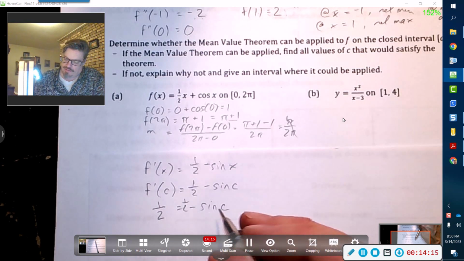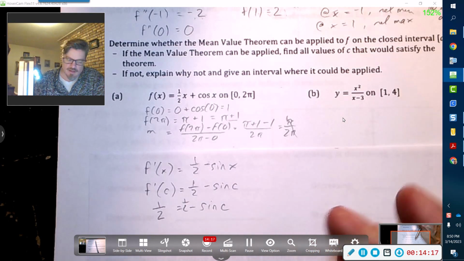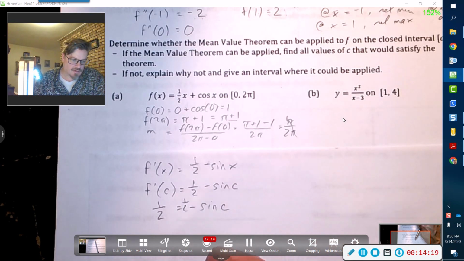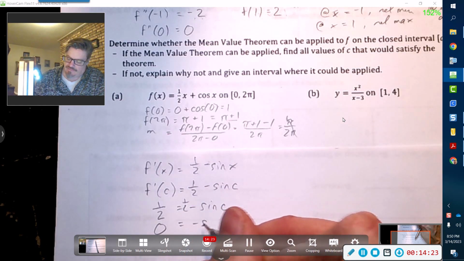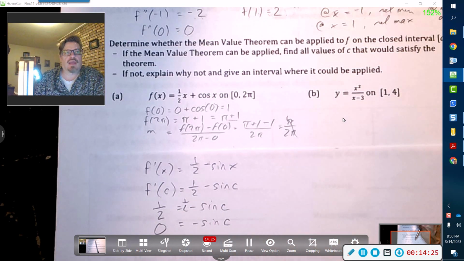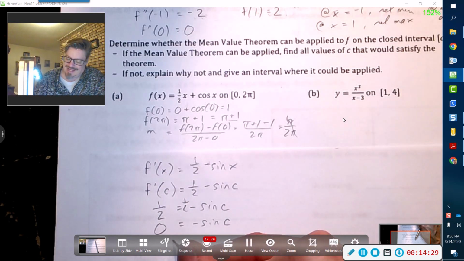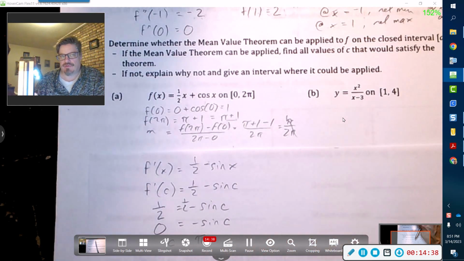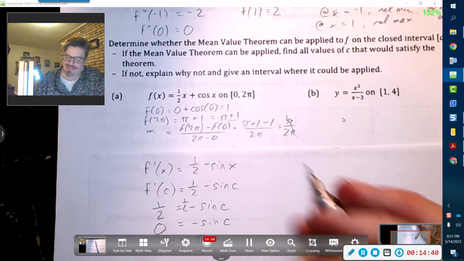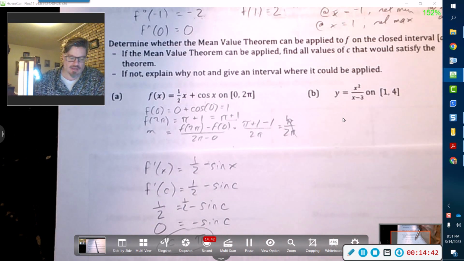All right, so that means we're going to add a negative, and that would give us 0 equals negative sine c. If I divide by negative 1, c has to be where sine is 0. The only place where it is 0 from 0 to 2 pi is at pi. So it looks like c has to be pi. Okay, that's the only place.